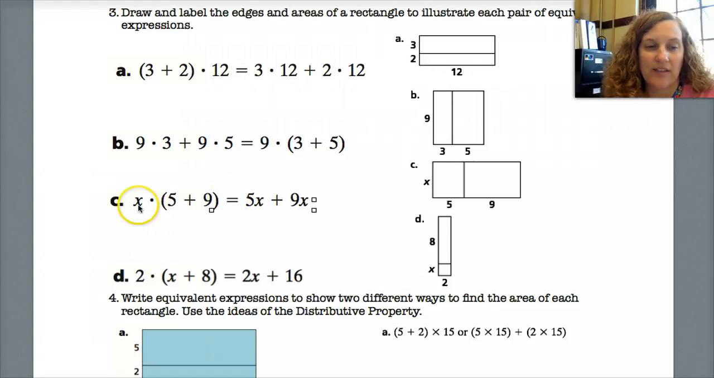Again, that means we have one side that's x, one side that's 5 plus 9. So here we have x, here we have 5 plus 9. 2 times x plus 8 equals 2x plus 16.